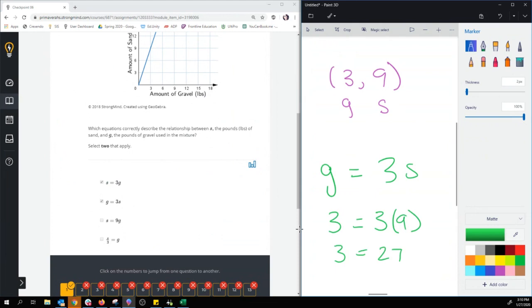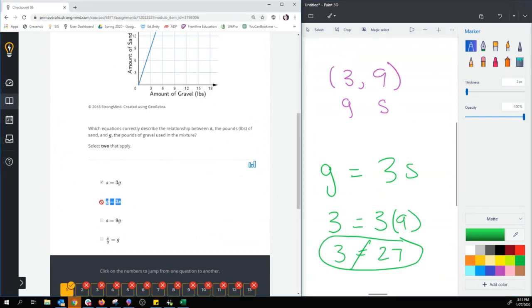Are these the same numbers? Is 3 and 27 the same? If I have $3, is that the same as having $27? No, right? Sometimes it's tricky when you're trying to think of it all at one time. But 3 is not equal to 27 because they're not the same number, which means that this second equation, since we did not get the same number on both sides, is not true. So the second one does not work.